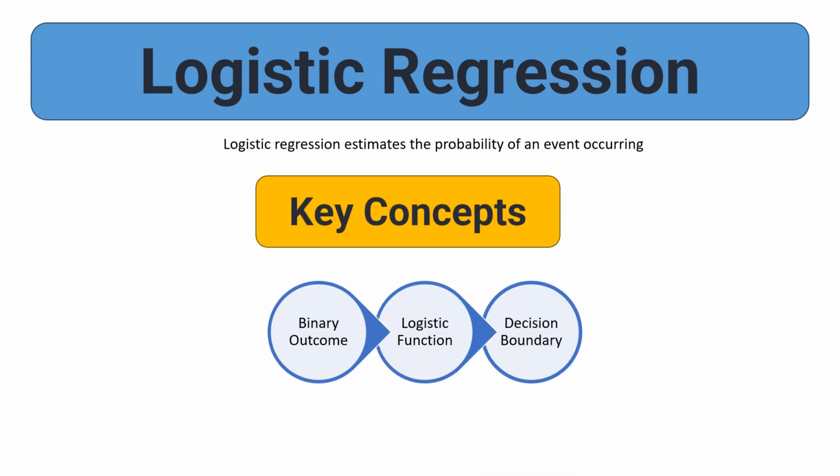Key concepts. Binary outcome. Logistic regression is used when the dependent variable is categorical with two possible outcomes, often labeled as 0 and 1. Logistic function. The logistic function, also known as the sigmoid function, transforms the output of linear regression into a probability between 0 and 1. Decision boundary. Logistic regression calculates a decision boundary that separates the classes. Instances falling above the boundary are classified as one class, while those below are classified as the other.